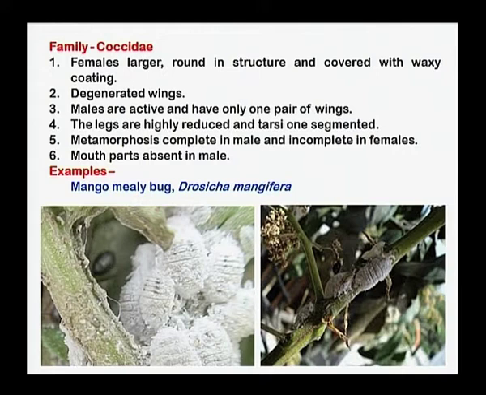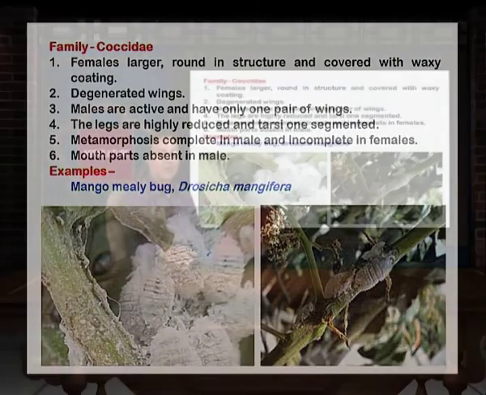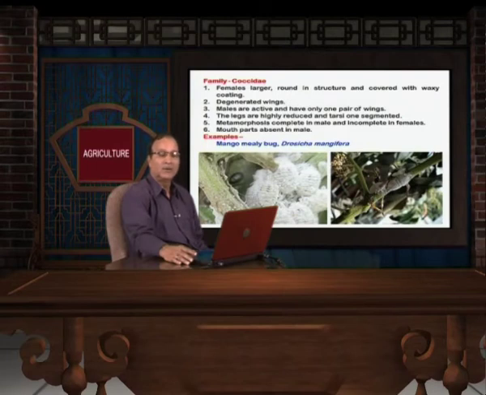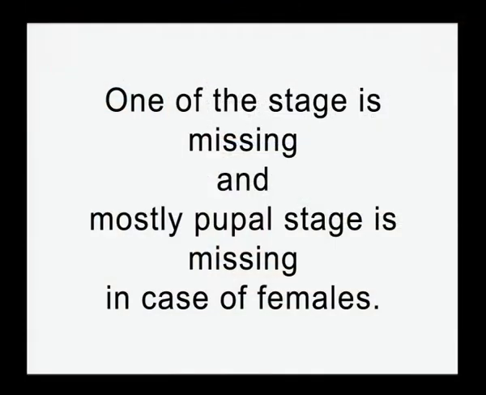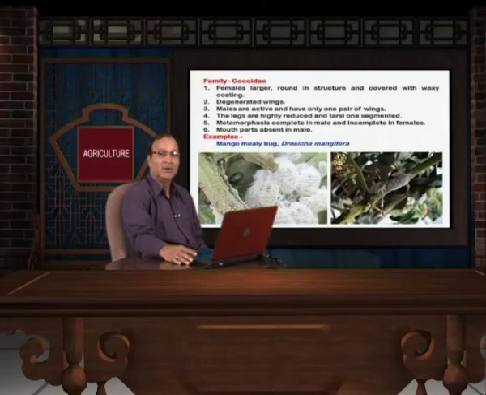Metamorphosis is complete in males, whereas it is incomplete in females. It means if we talk about the males, all the 4 stages are present: egg, larva, pupa and adult, but with regard to the female, the metamorphosis is incomplete. One of the stages is missing, and mostly the pupal stage is missing in the case of females. So, there is a clear-cut distinction between the life stages of the male and the female. Mouth parts are absent in males, but they are very well developed in the females.